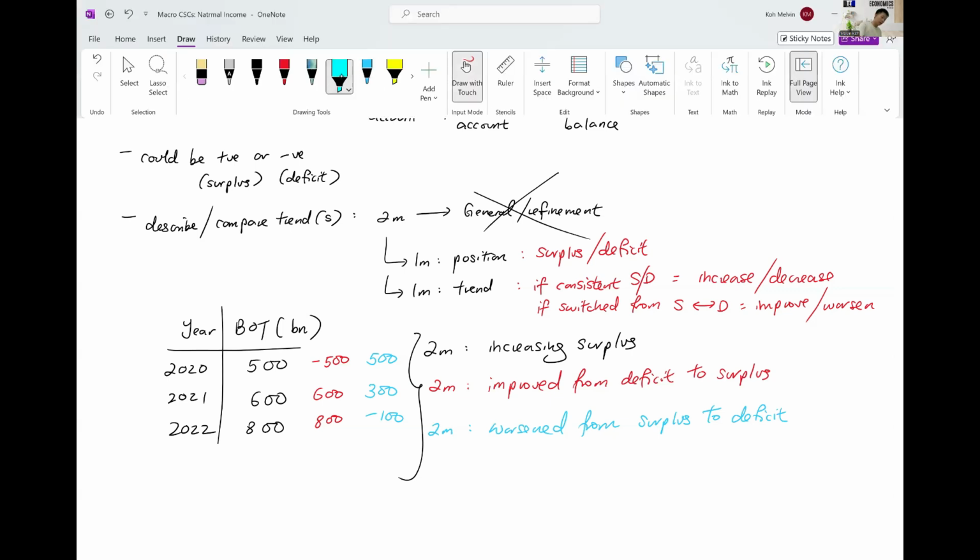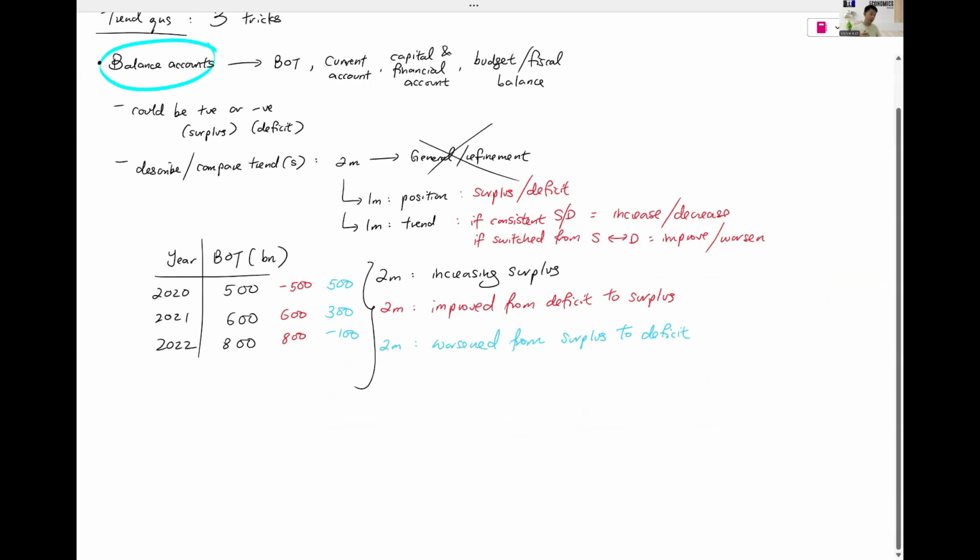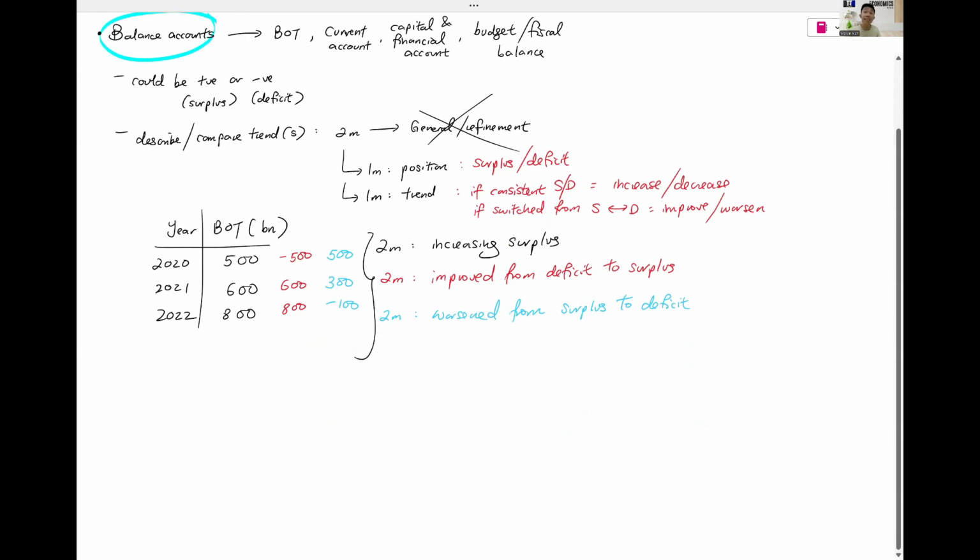So this applies to all balance accounts. If you're wondering, can they give us 1 year surplus, 1 year deficit, 1 year surplus, 1 year deficit? I have not seen such mixed numbers before. It is usually quite clear. Okay, so this is the first trick we want to observe. What happens? Sorry? 500, 500, 500. You can just say unchanged surplus.